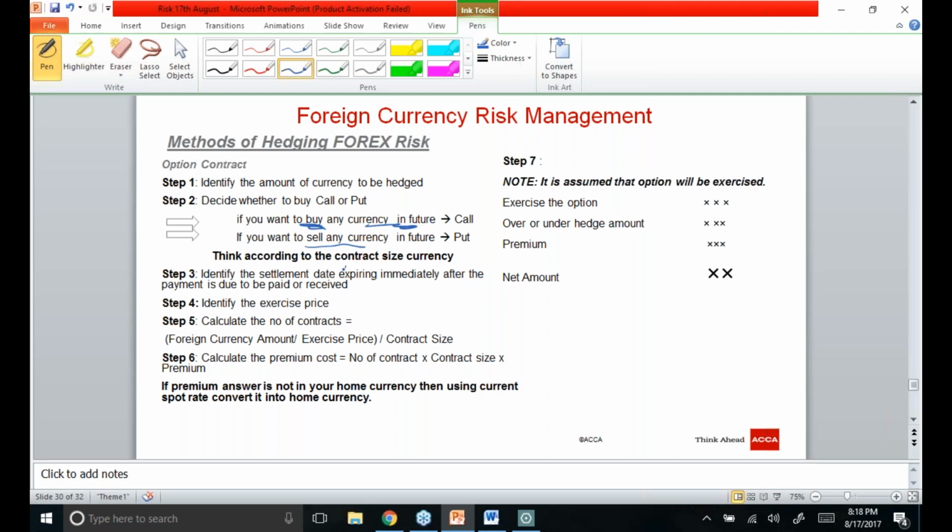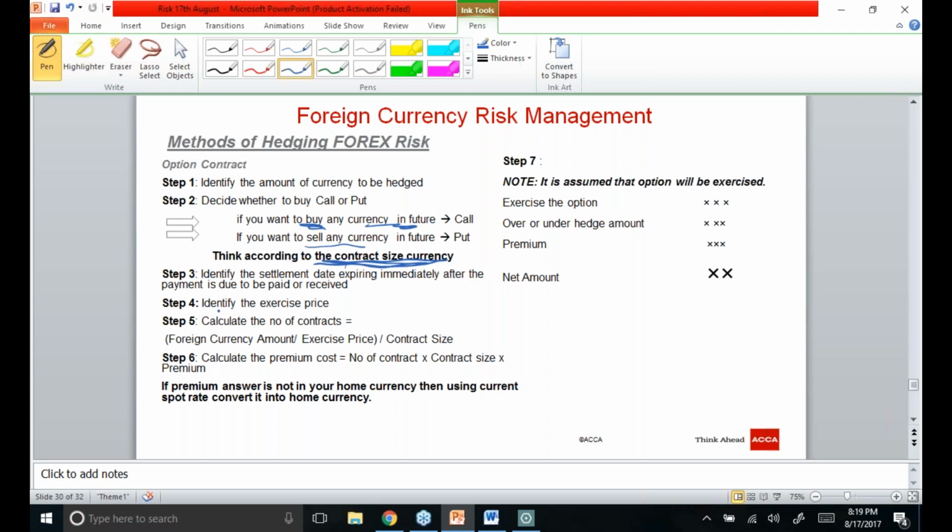So you have to think according to the contract size currency. If you want to buy contract size currency, buy a call option. If you want to sell contract size currency, then buy a put option. Third step is to identify the settlement date expiring immediately after the payment is due to be paid or received. Like, if you are going to receive the payment in June, select the June contract. If you are going to receive the payment in May, select the June contract. If you are going to receive the payment at the start of June, select the June contract.